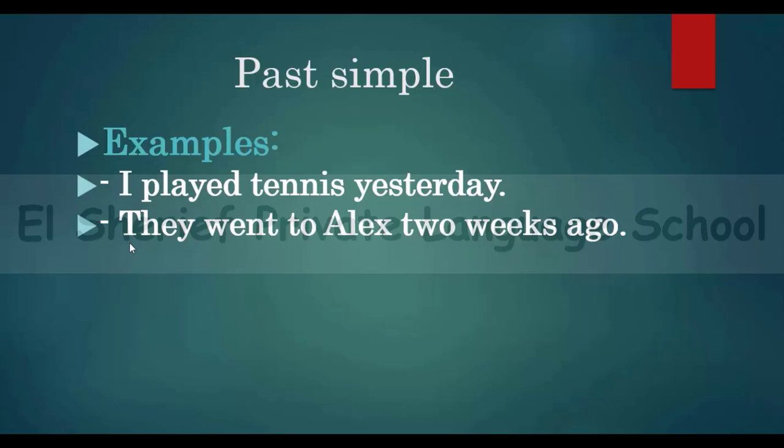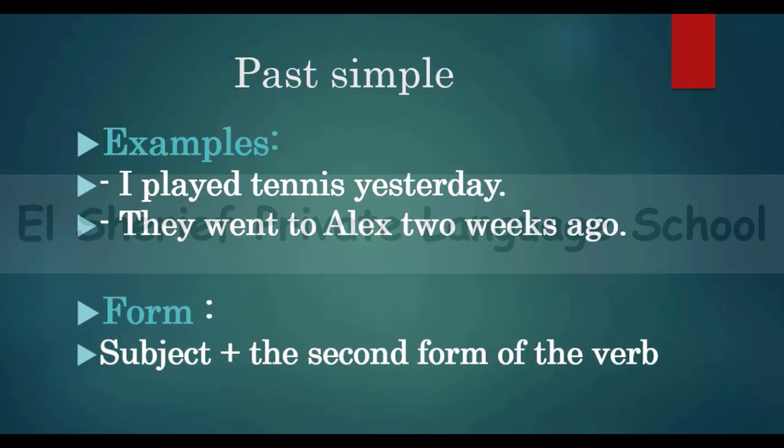But today we are talking about past simple tense. So the verb here is played. We added ed to play, so we said I played tennis. And in sentence number 2, they went. The past form of go is went. So we said they went to Alex 2 weeks ago.